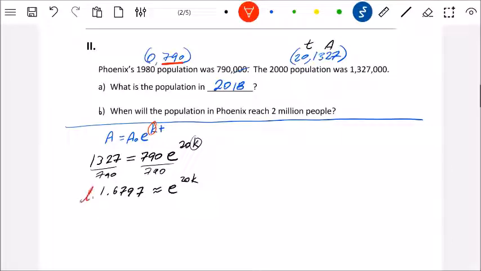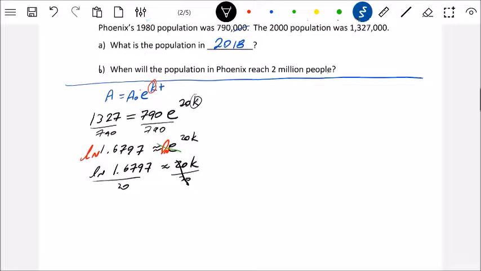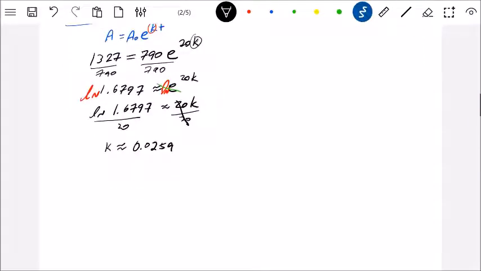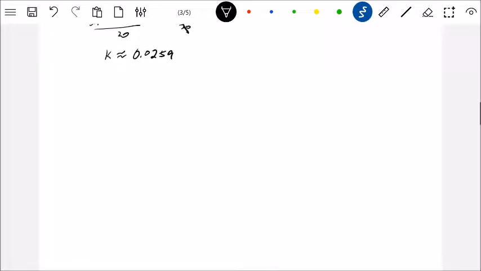And we'll apply natural log to both of these. And then this one will cancel there. We have the natural log of 1.6797, approximately 20K. We divide by 20. And so the constant K is approximately 0.0259. All right, so having done that one, let's see, do I have enough?